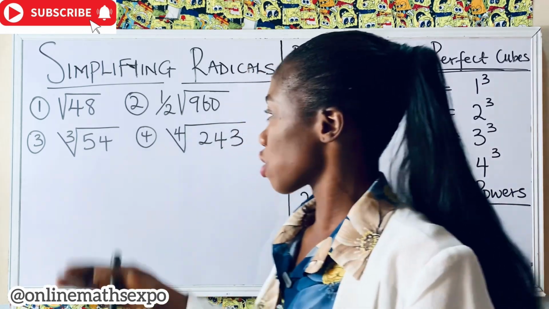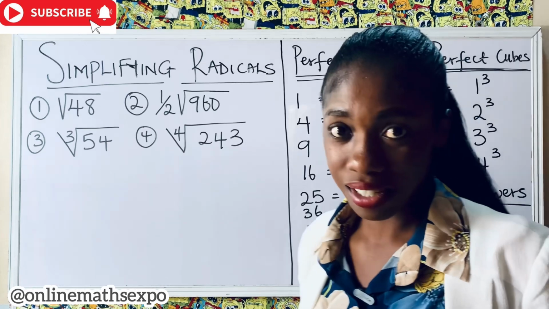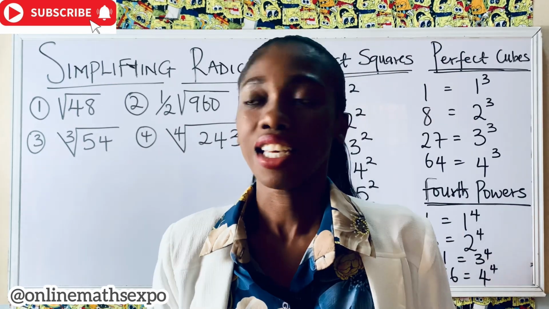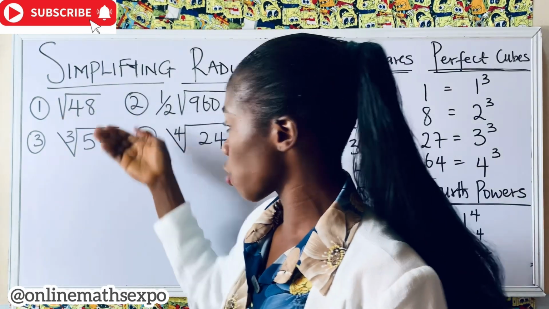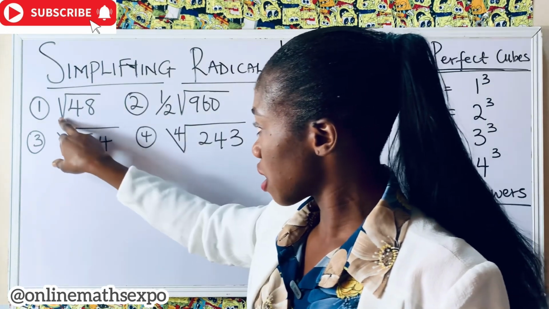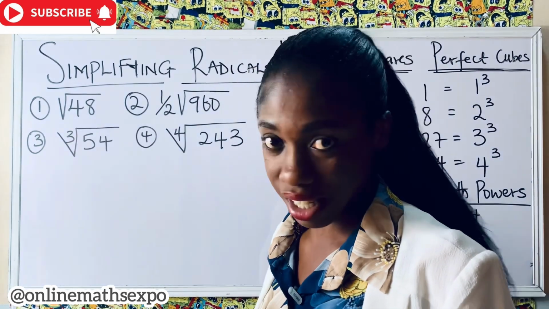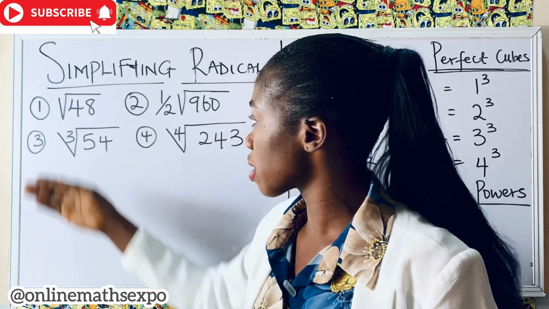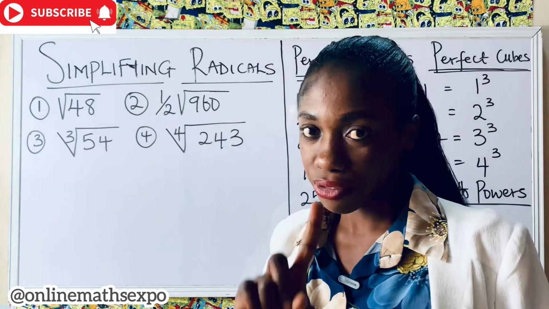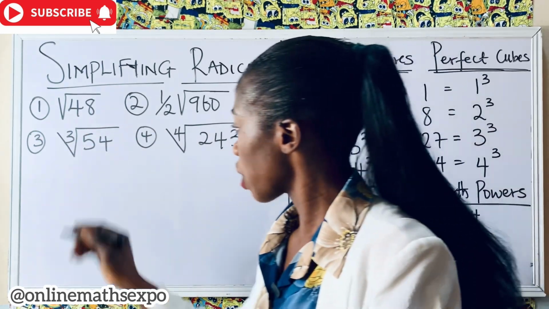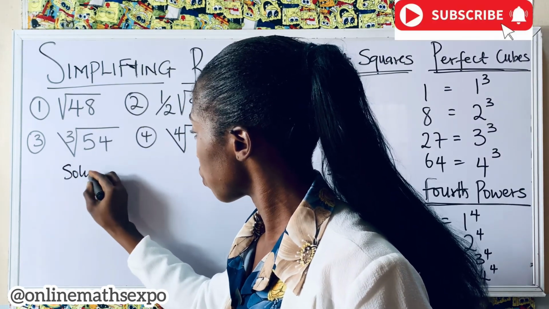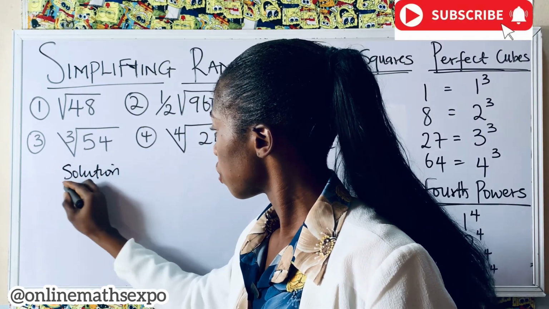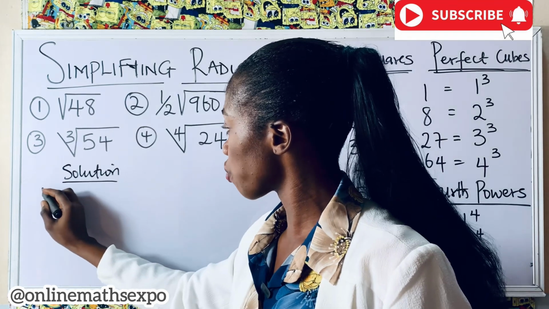Now, let's see how to simplify these radicals. The first way is from the first question we have there. This is read as root 48. So how do we simplify this? The first method, we're going to have solution. And what we have there is root 48.